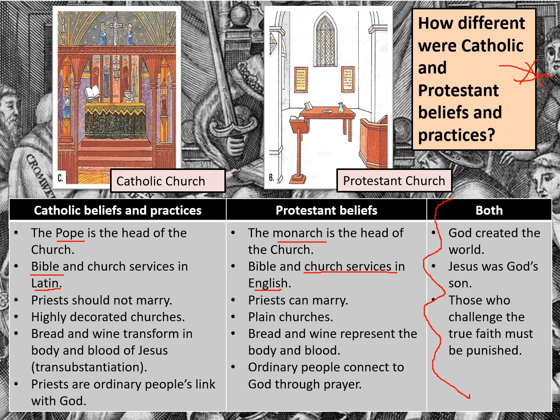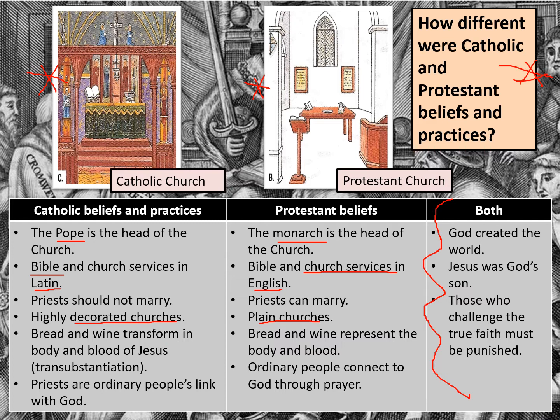There's also differences between the way that they look. Take a look at these pictures here. You can see that in a Catholic church, they are highly decorated, lots of colour and gold and blues, whereas in a Protestant church, you can see here, it's much more plain. So they're different in the way that they look inside. On top of that, we'll also see that there are some differences in their practices.